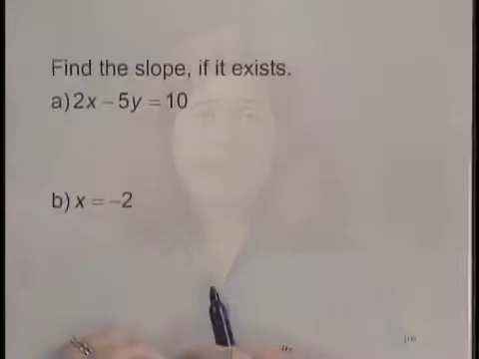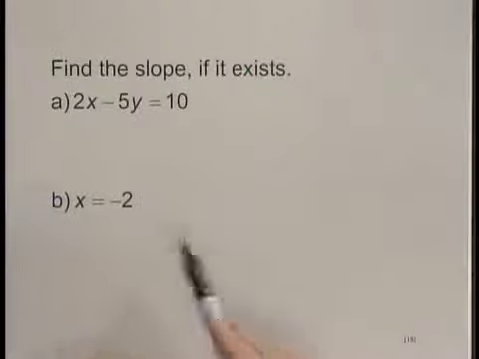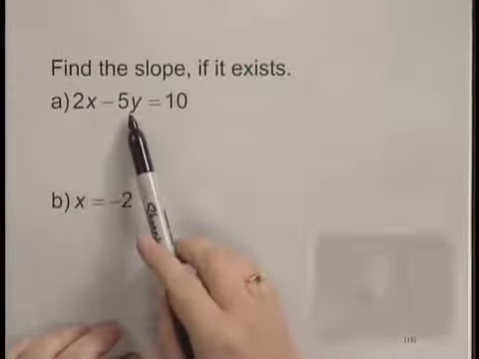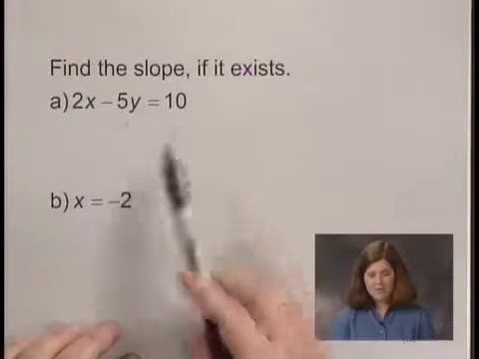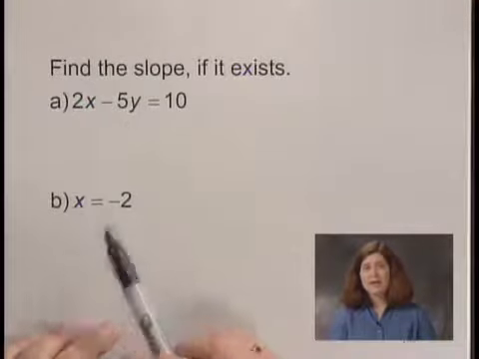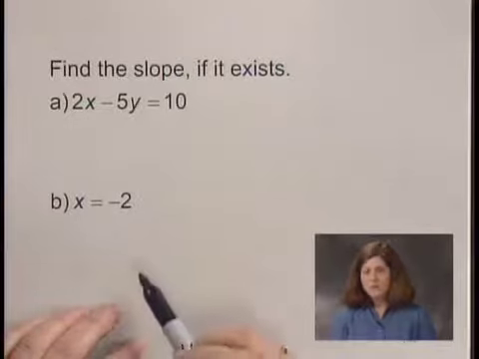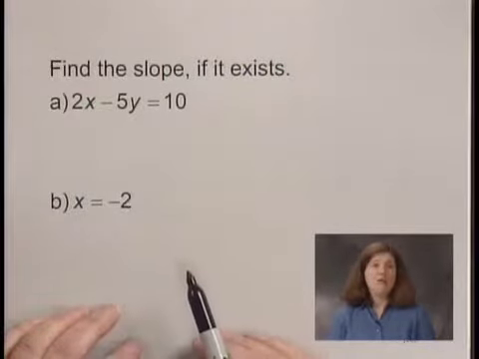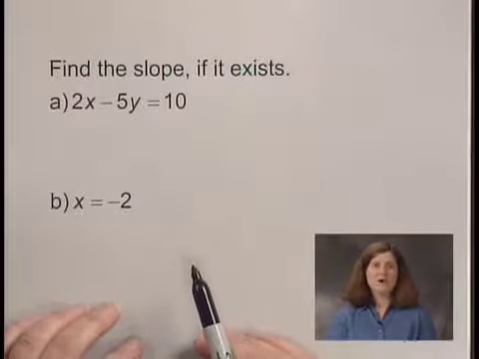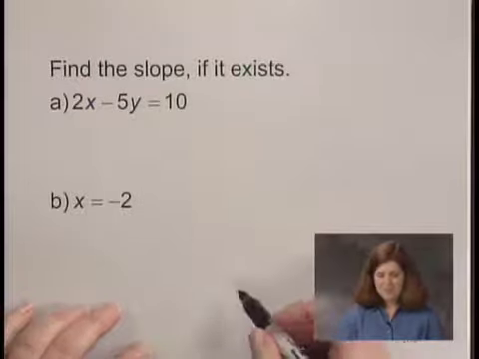In this problem, we'll find the slope of a couple of lines. We'll find the slope, if it exists, of first the line 2x minus 5y equals 10, and then the line x equals negative 2. Let's start with 2x minus 5y equals 10, and we'll solve for y in order to write that in the form y equals mx plus b.